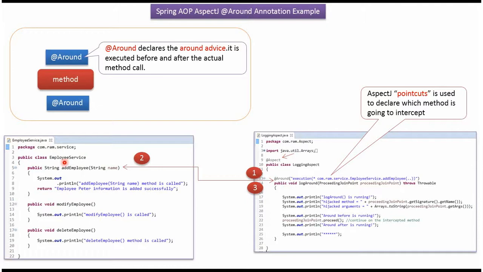Here I have defined the class EmployeeService. It has three methods: addEmployee, modifyEmployee, and deleteEmployee.